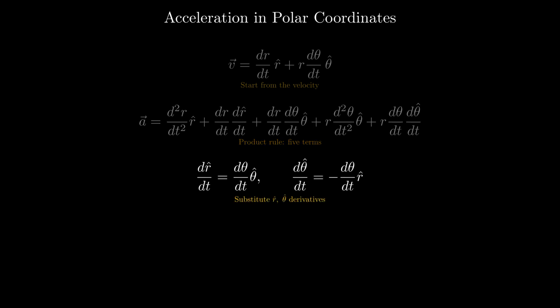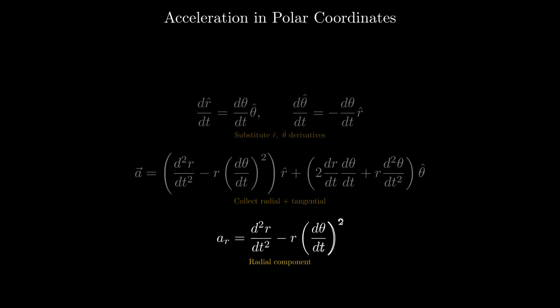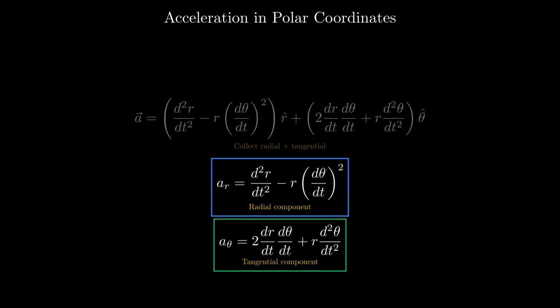Now substitute the unit vector derivatives. The derivative of r hat is d theta dt times theta hat, and the derivative of theta hat is minus d theta dt times r hat. Collect the radial and the tangential parts. The radial component is d squared r dt squared minus r times d theta dt squared. The tangential component is 2 times dr dt times d theta dt plus r times d squared theta dt squared.